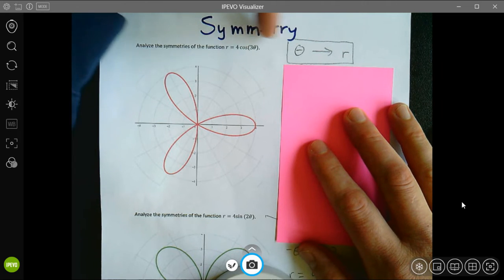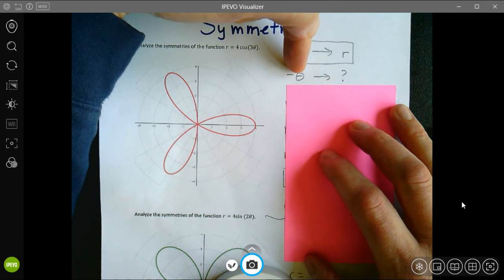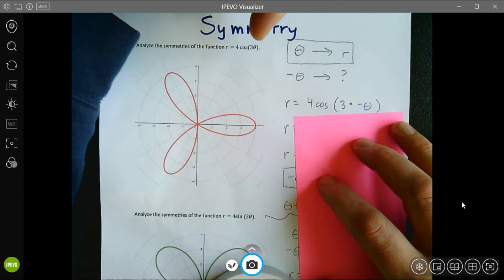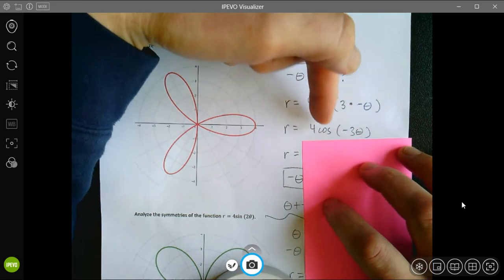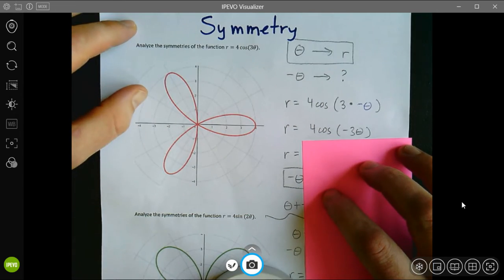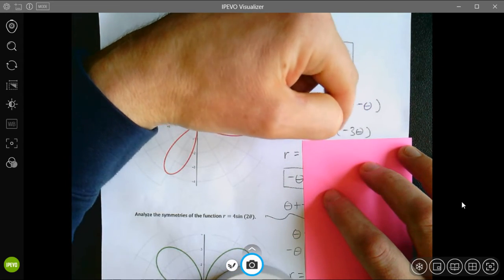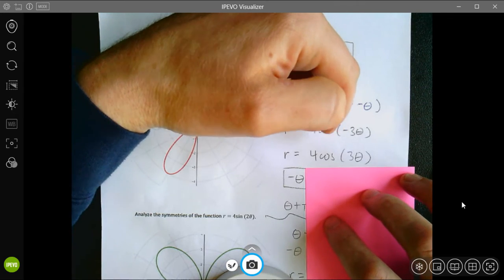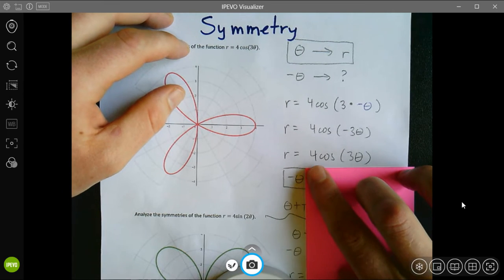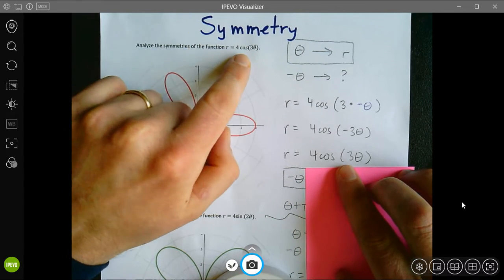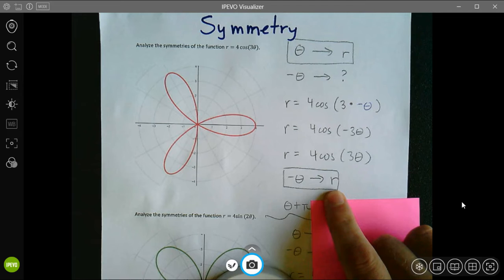Well, if we use regular theta, of course, we just get normal r as an output. What happens though when we use negative theta? Well, let's take a look. If you replace theta with negative theta, you get 4 cosine 3 negative theta, which is the same as 4 cosine negative 3 theta. Now we already know something about the symmetries of the cosine function. Cosine of negative theta is the same as cosine of regular theta. So these are equivalent based on the symmetry of the cosine function. Well, look what we've got. 4 cosine 3 theta, that's just exactly regular r. So negative theta corresponds also to regular r.